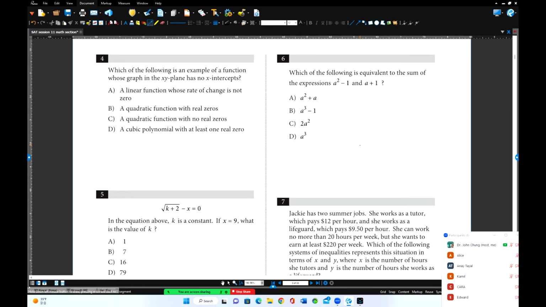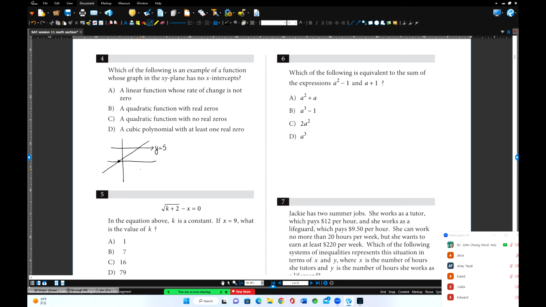Which of the following is an example of a function whose graph in the xy-plane has no x-intercept? A linear function whose rate of change is not 0. It's not 0, which means it has some slope, always some slope, so it's going to have some x-intercept. If it is 0, there's no x-intercept. If we have y equals 5, it never intersects the x-axis.